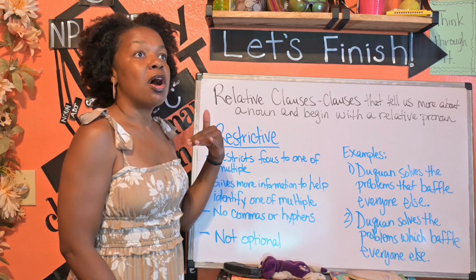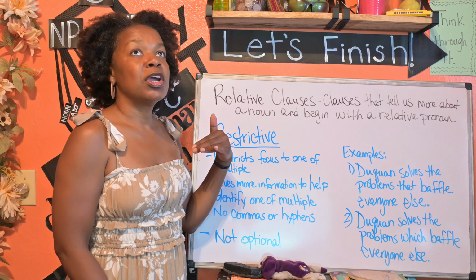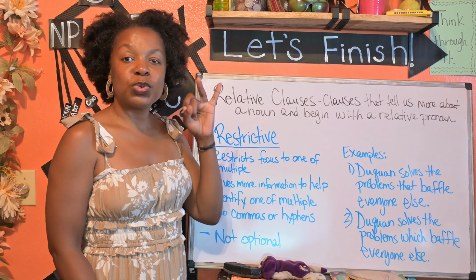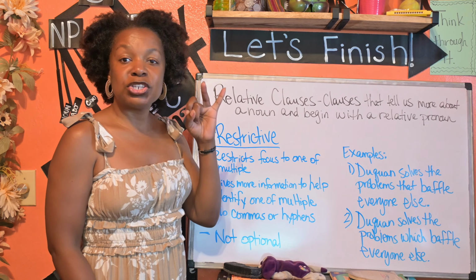So we are often taught that we are supposed to insert a comma before who's, which's, or that's, and that's not always true. So we are going to figure out when to do that right now. Restrictive clauses restrict focus to one of multiple. I'll show you what I mean in just a bit. Or we can think of it as giving more information to help identify one of multiple.